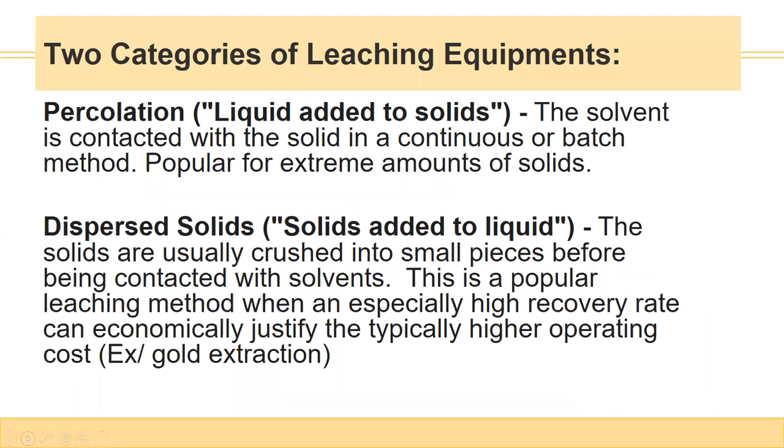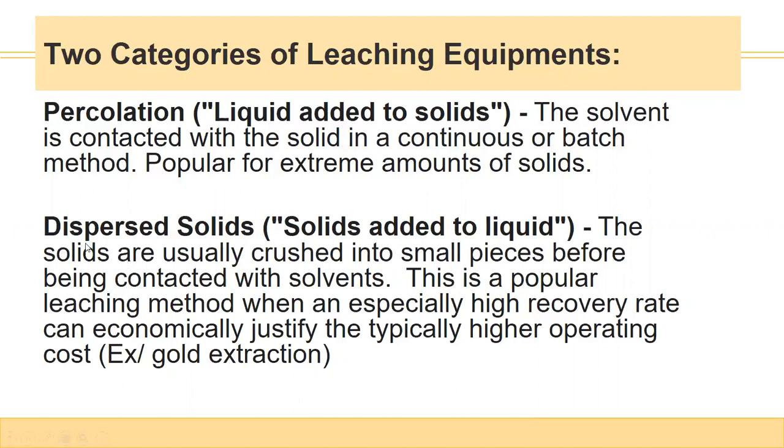Now, there are two categories of leaching equipment. We have percolation, wherein the liquid is added to the solid. In this case, the solvent is contacted with the solid in a continuous or batch method. This is popular for extremely large amounts of solids to be processed. So if a very large amount of solid is to be processed, then we percolate the solvent through the solid that contains our solute. That is why it's referred to as percolation.